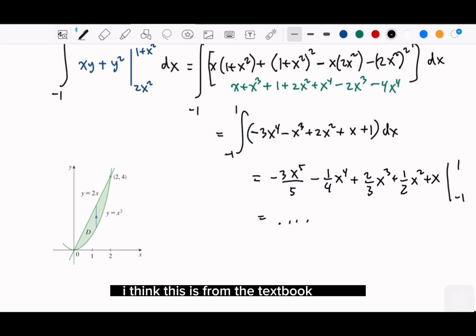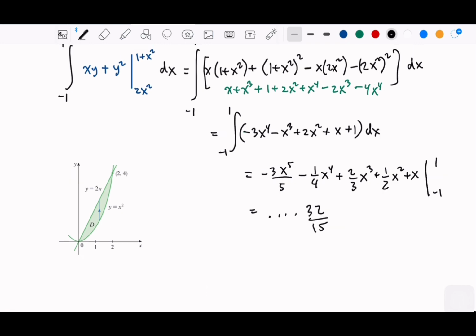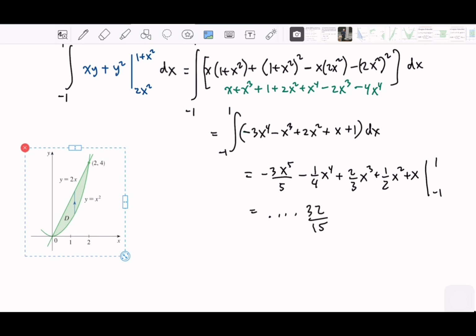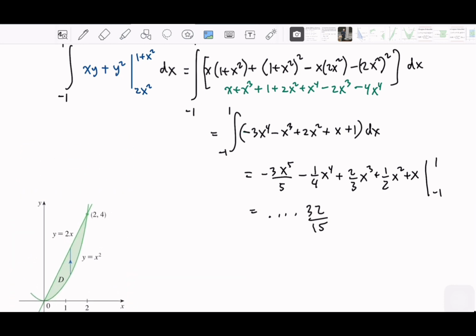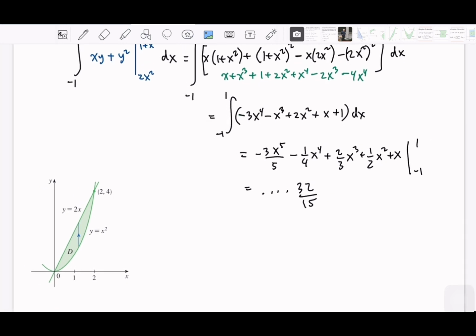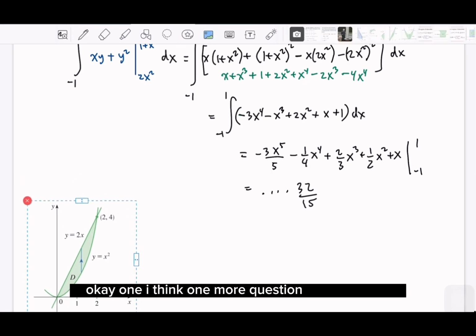I think this is from the textbook. Let me check the textbook. This would be 32 over 15. Okay, I think one more question, or maybe two.